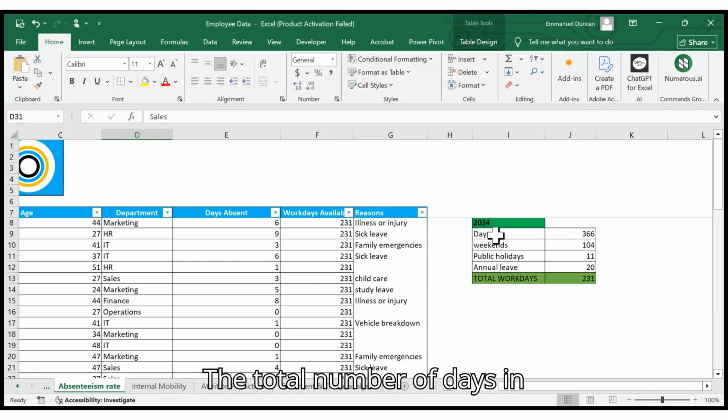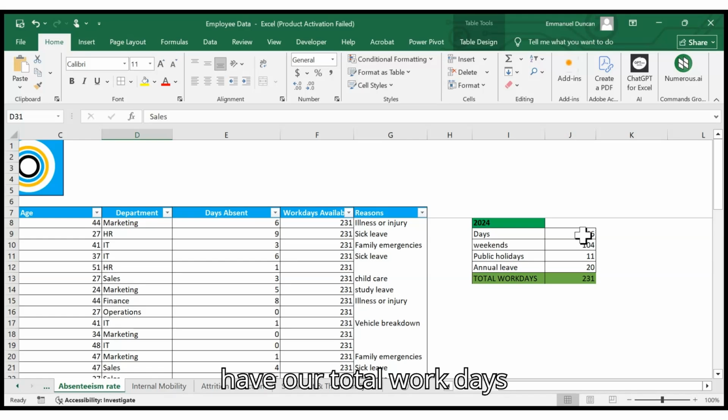The total number of days in 2024 was 366. The total number of weekends was 104. And the total public holidays was 11. And the annual leave, which is at the discretion of the organization. In Ghana, our labor law permits not less than 15 working days. So let's assume here to be 20 working days.